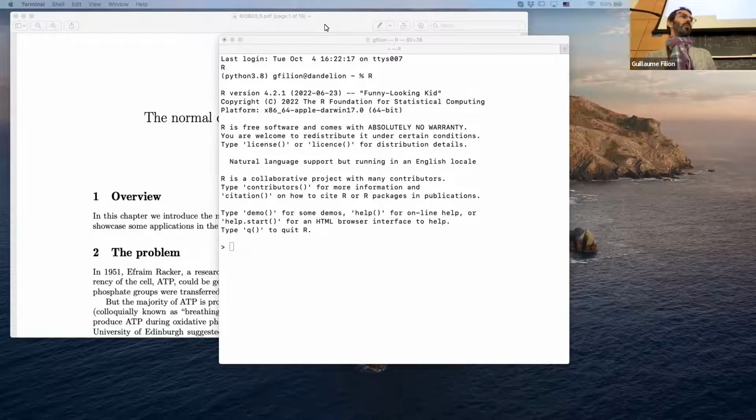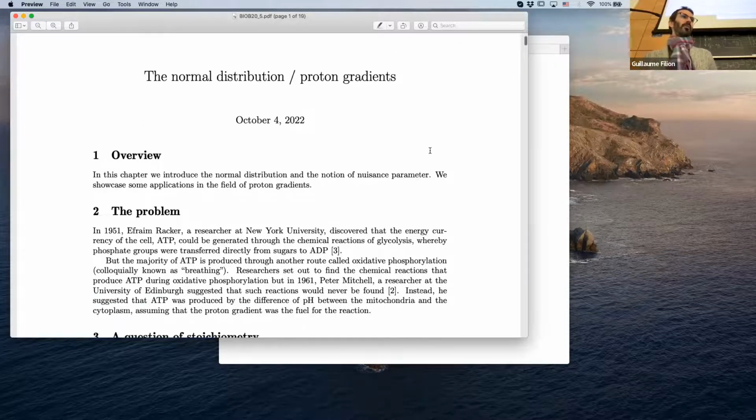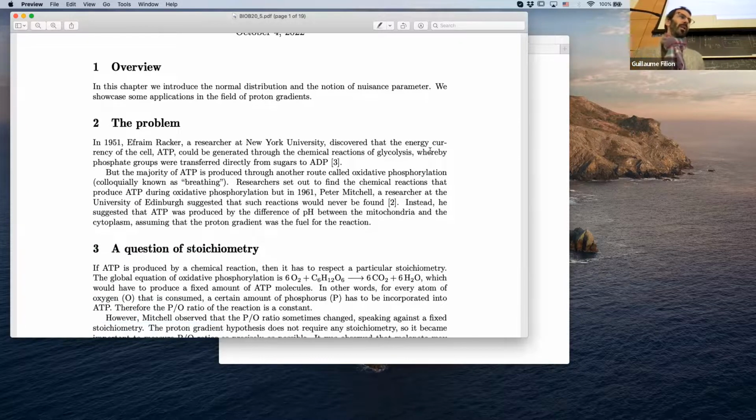And on this tutorial, we're going to see the normal distribution and talking about proton gradients. So I'll jump right in the topic of today with the problem at hand.